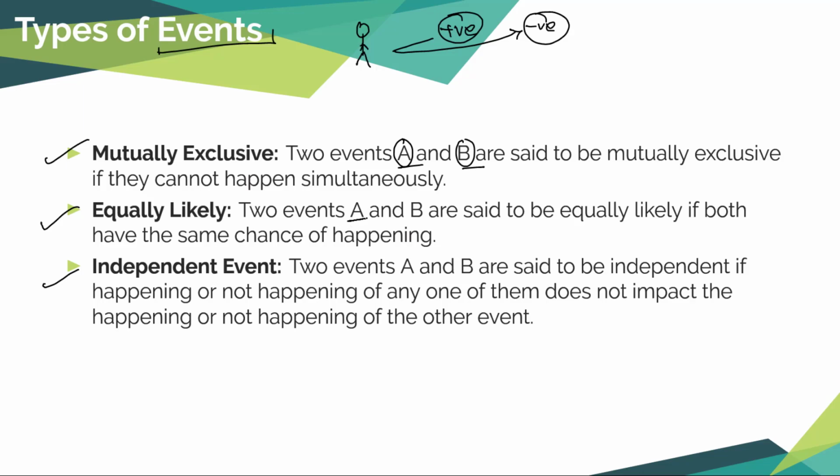So 2 events A and B are said to be equally likely if both have the same chance of happening, right? So before conducting the test for COVID-19, this patient is equally likely to be positive or negative. We cannot emphasize or give importance to one over the other, right? Unless there is some other information that says that this person is highly probable of getting infected, right?